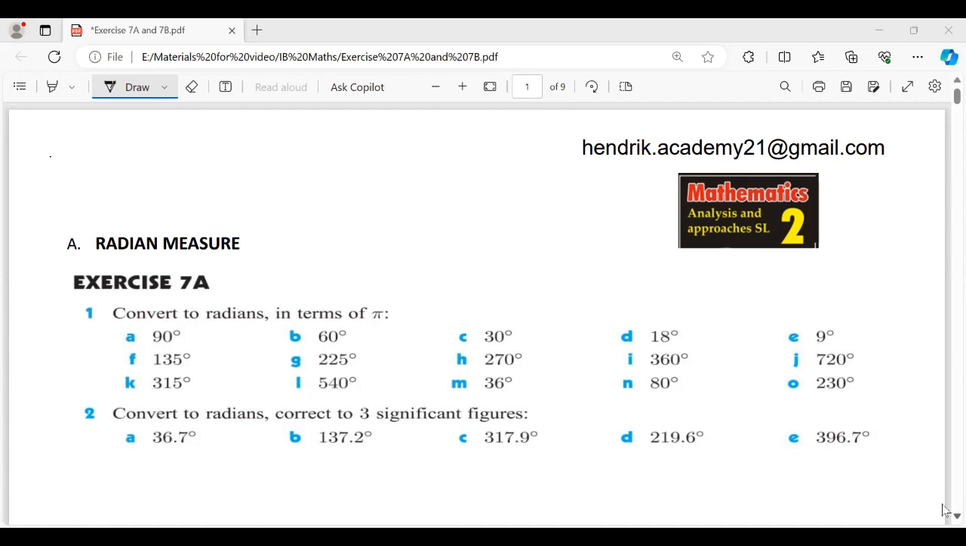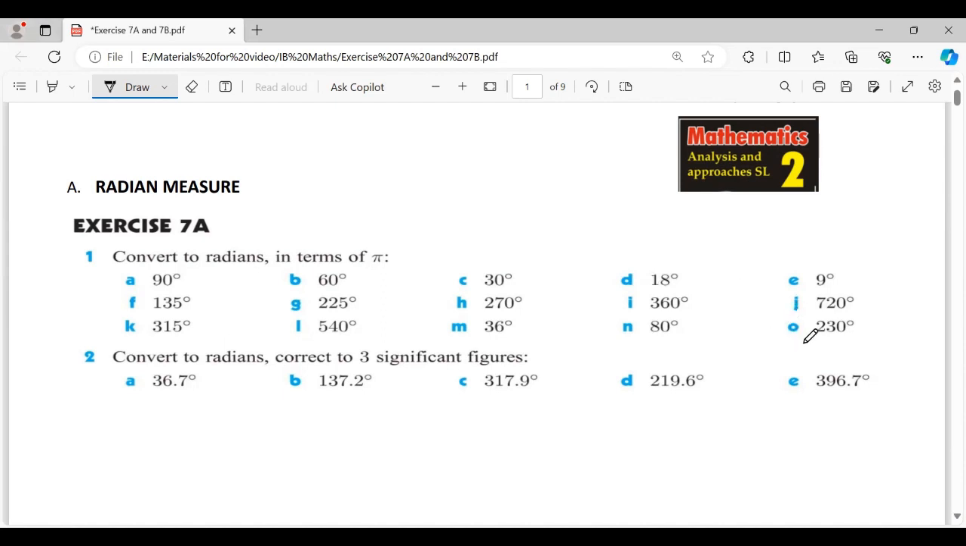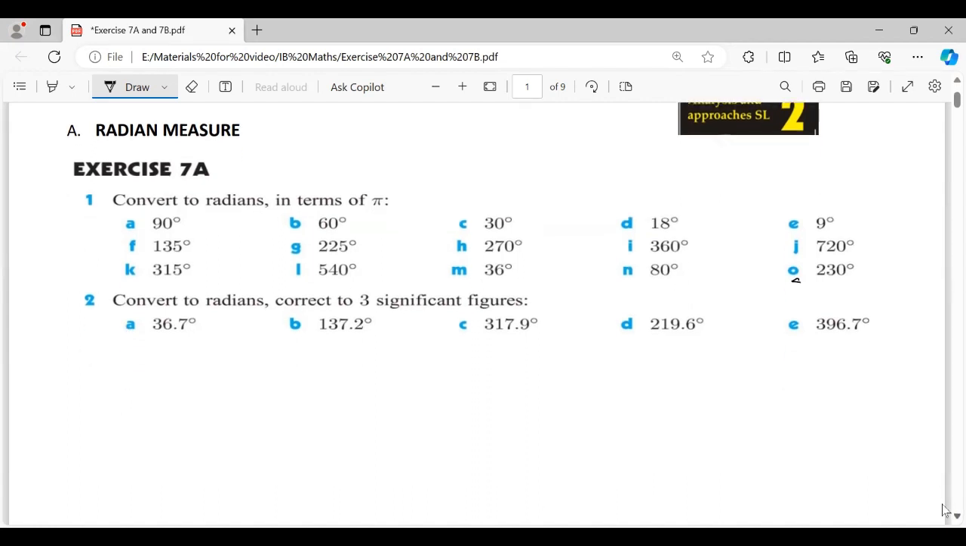Okay, let's start with number 1I. Okay, this one. We are going to convert 230 degrees into radians. How to convert 230 degrees into radians? If you convert to radians, you have to multiply by pi over 180. Okay, 180 degrees, of course, so it becomes, cancel zero, so it's gonna be 23 over 18 pi radians.